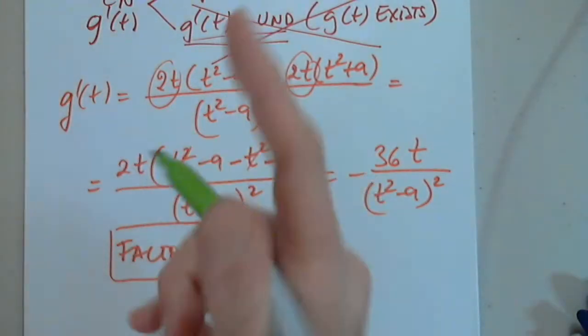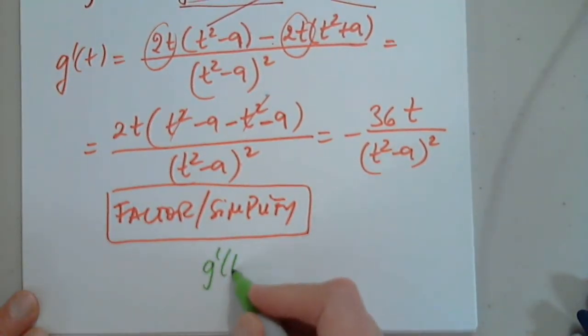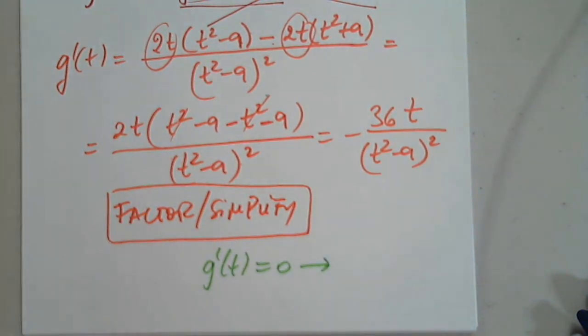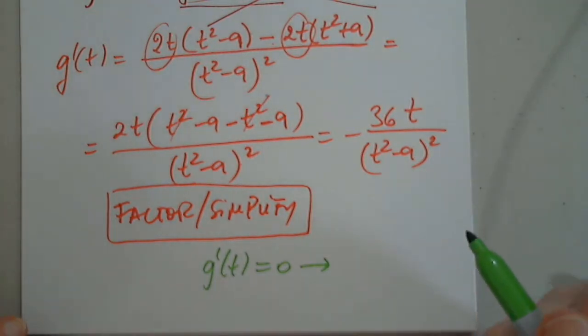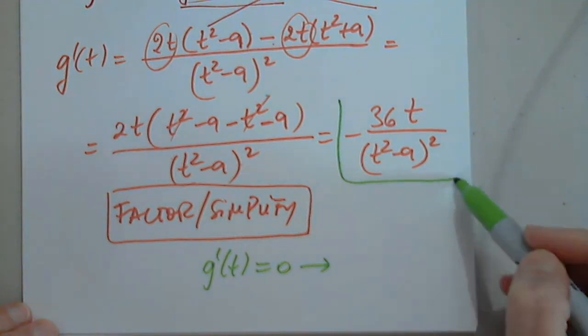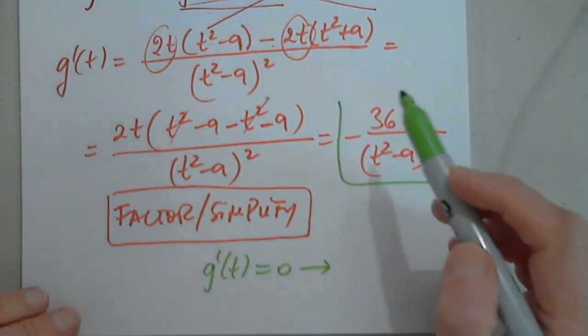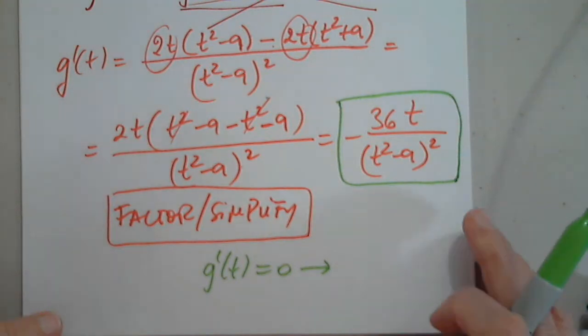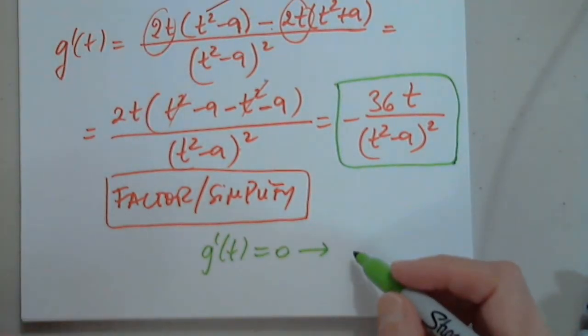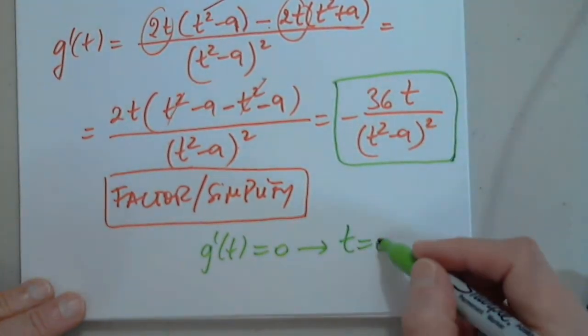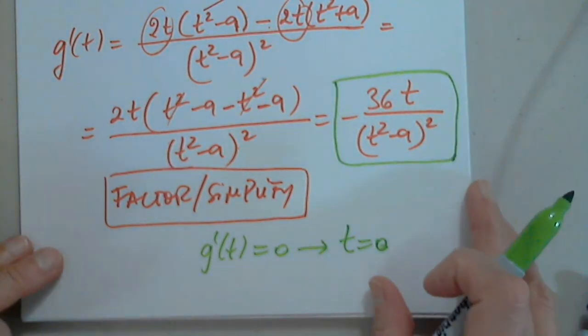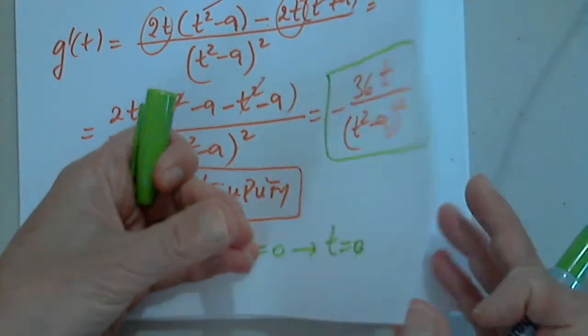Okay, so now g prime of t equals 0. Can anyone give us the answer for g prime of t equals 0? Anyone, please? 0, isn't it? Very good. A fraction is 0 only when the numerator is 0. Excellent. Now, we determined the critical number.